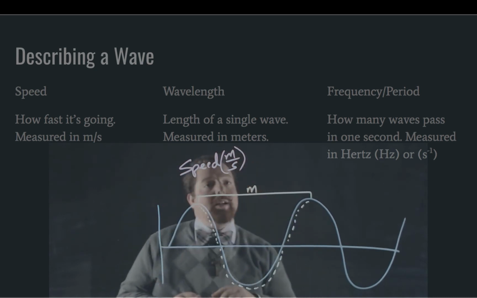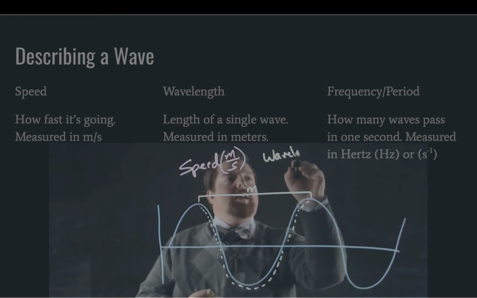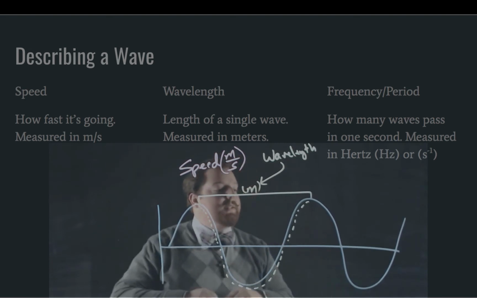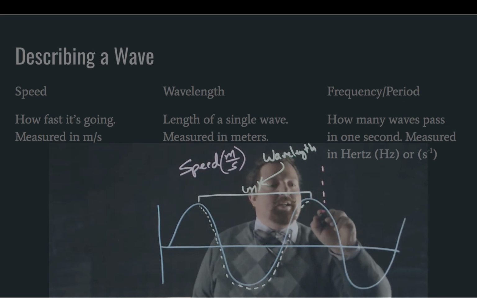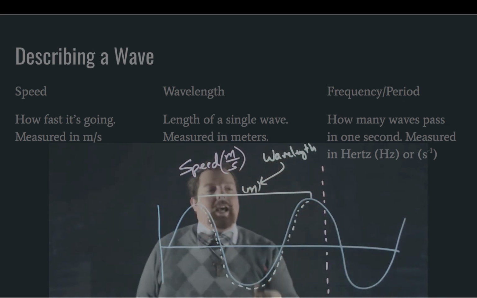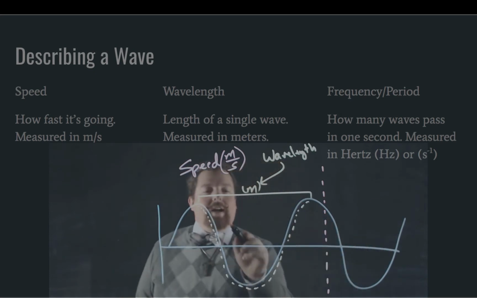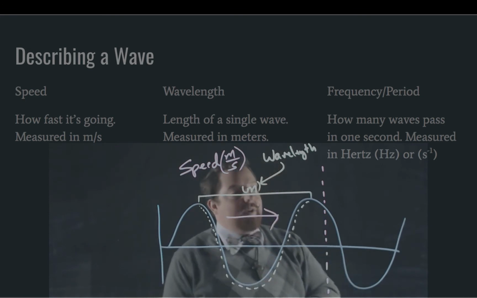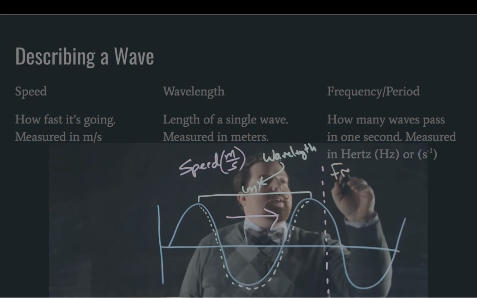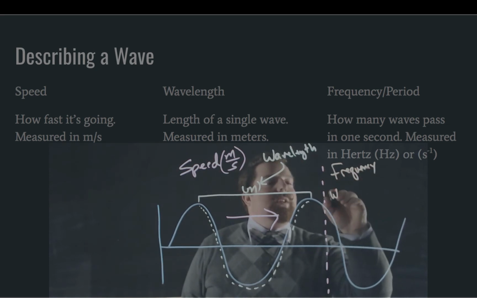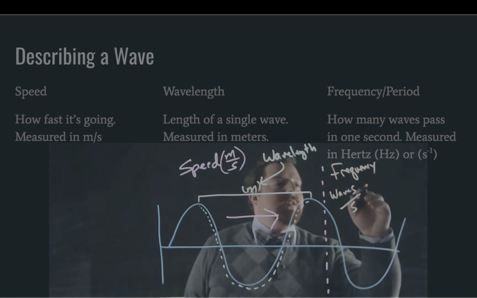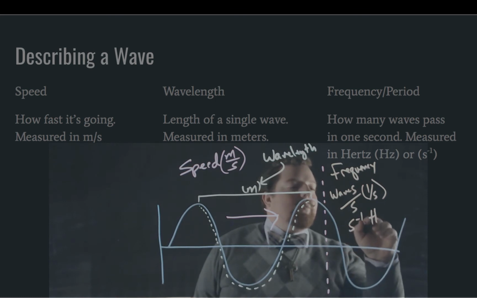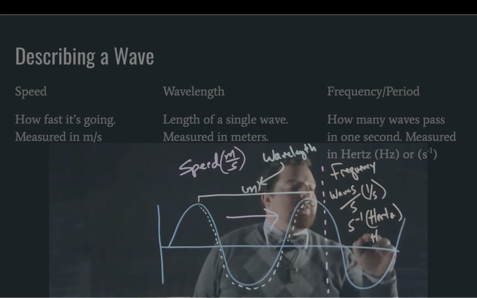And then lastly, you could talk about the frequency of the wave. If you put a gate right here and measured how many waves go past it in each second as the wave is traveling this way, that is the frequency. It is measured in waves per second, but waves isn't really a unit that we use, so we call it per second, which can also be written as s to the negative 1, or we say hertz, abbreviated Hz.